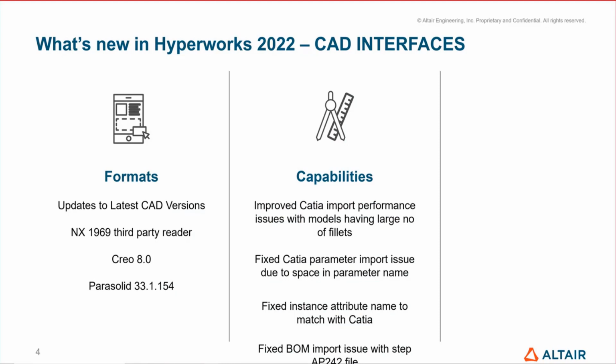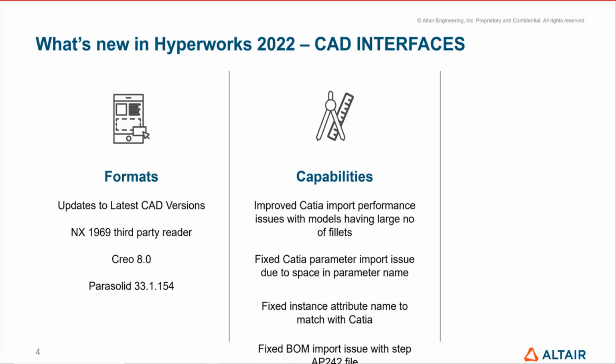So from the CAD interfaces side, the latest CAD format supported with HyperWorks 2022: we support NX 1969 through a third party now. NX 1969 through the native reader was already supported in our previous 2021.2. Also, we've added support for Creo 8.0 as well as all neutral files generated from Creo 8.0, and also upgraded the Parasolid version support to 33.1.154.